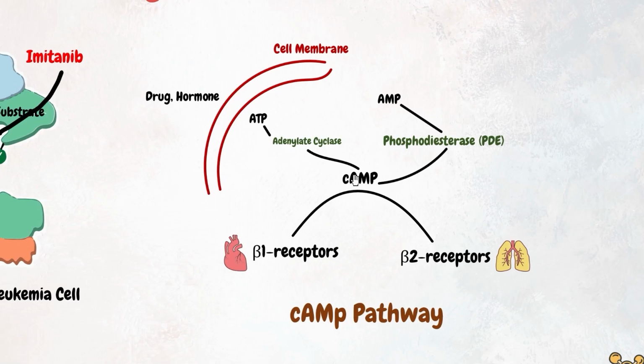Now, ATP is converted into cAMP by adenylate cyclase. cAMP is converted back to adenosine monophosphate by phosphodiesterase. Now, this cAMP is important because in the heart, it acts on beta-1 receptors and produces its effects, while in the lungs, it acts on beta-2 receptors and produces bronchodilation or smooth muscle relaxation.